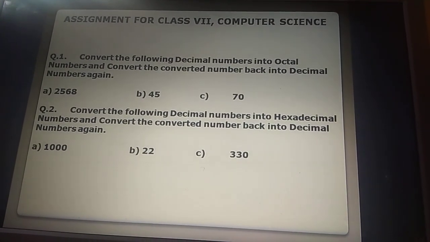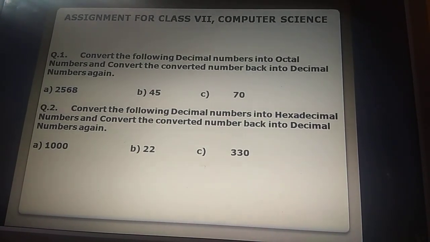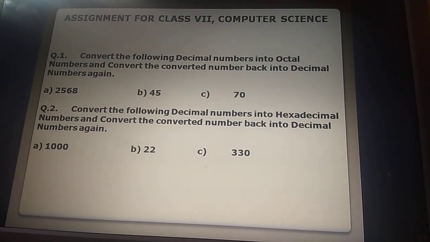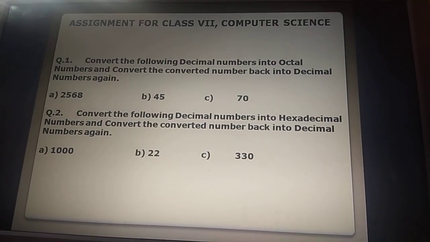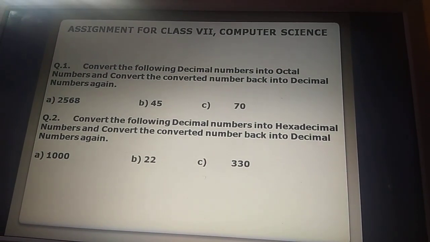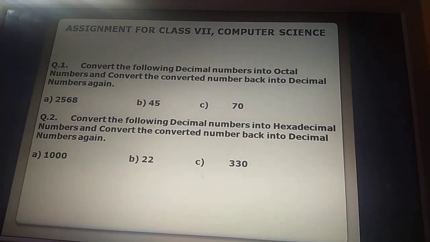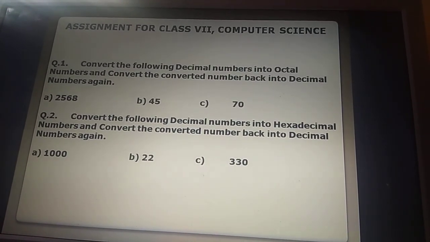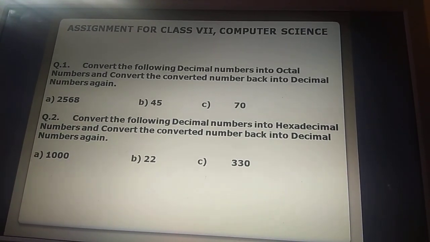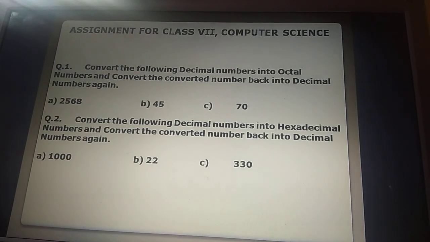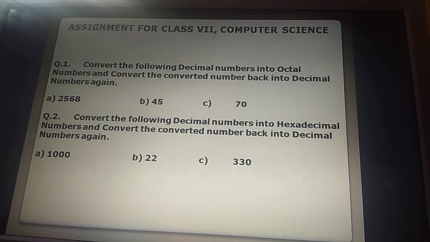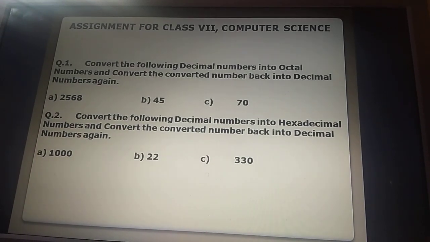Like that, 45 and 70. In question number 2, you also have 3 numbers which you are to convert first into the hexadecimal number system, and whatever number you get, you will convert back to its decimal equivalent. You will prove that you are going right. So it was all about this chapter, and you will be completing these 2 questions. Write them and submit them back so that they can be checked.